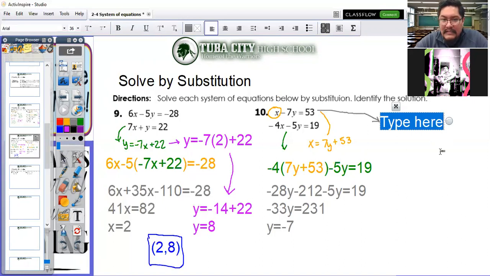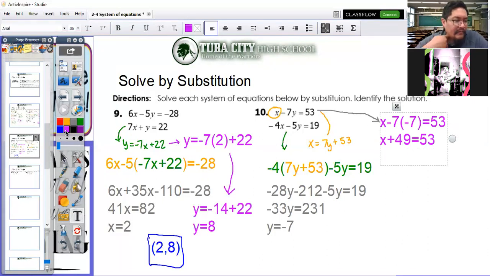All right, so let's see, x minus 7, but we know that y is negative 7. So x plus 49 equals 53. And in this case here, it looks like I'm gonna have to minus 49 from both sides. 53 minus 49. That's gonna be 4, so x equals 4.